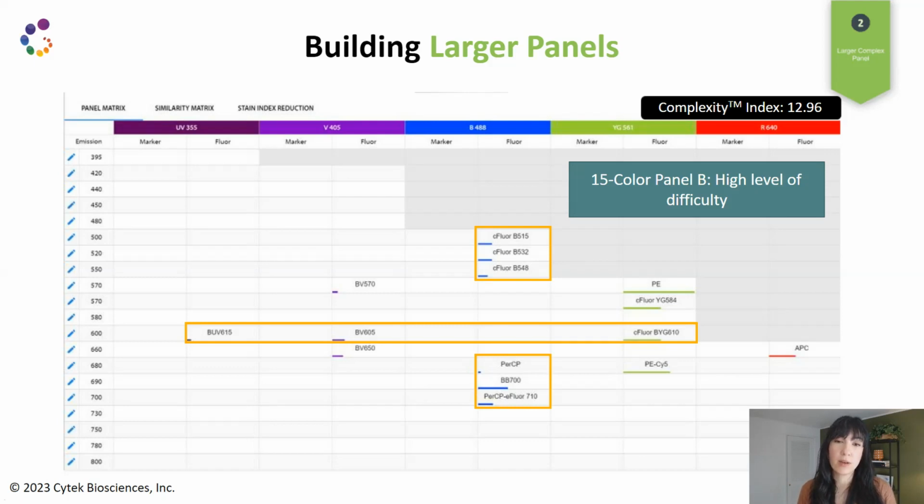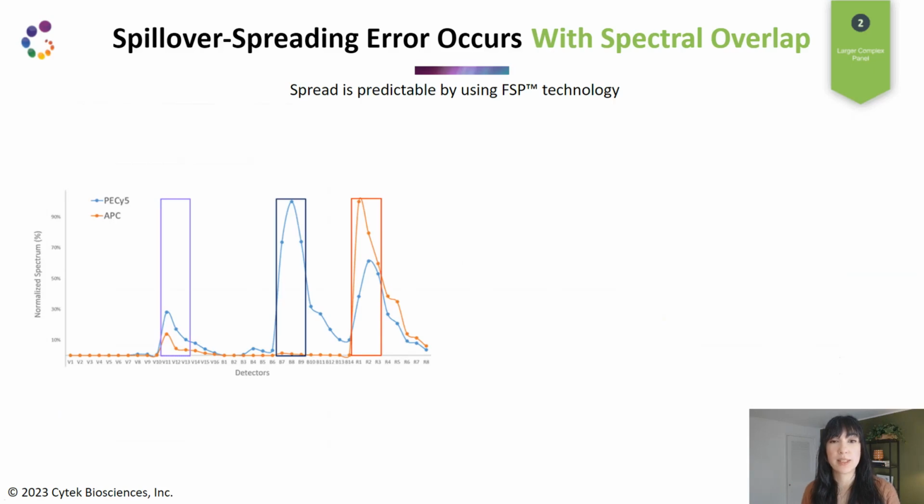So if you have fluorochromes placed in the panel matrix like this, it can indicate that your panel is a little bit more challenging to work with. This is certainly not an impossible panel to use, but you're going to have to be a little bit more thoughtful when you design your panel. So why is panel B more difficult than panel A? It comes to our third topic, which is spillover spreading error, which we often just abbreviate to spread. So spread has to do with spectral overlap, and I'm going to walk you through what that means, and then we're going to revisit panel A and panel B.